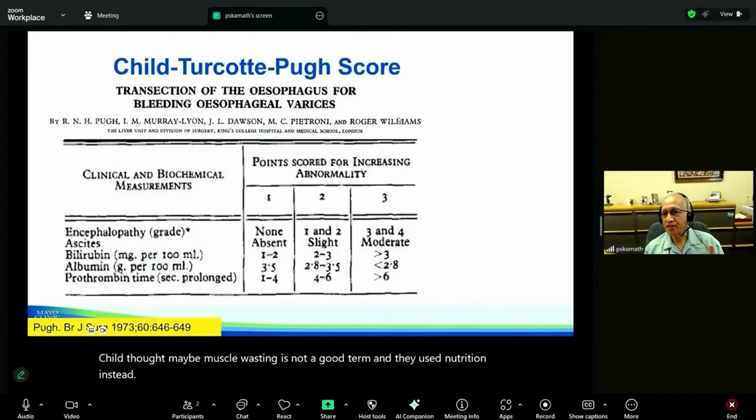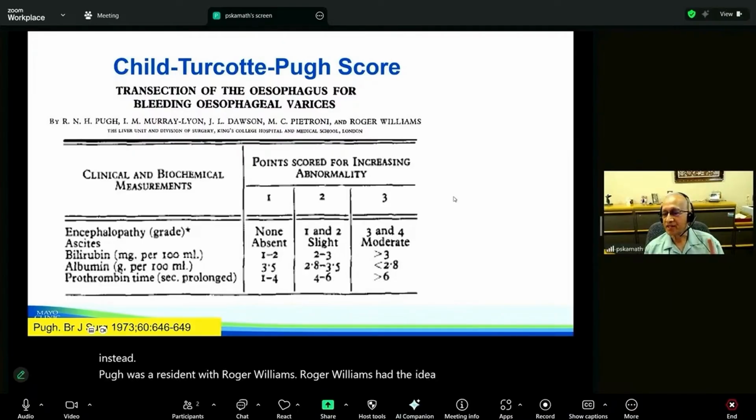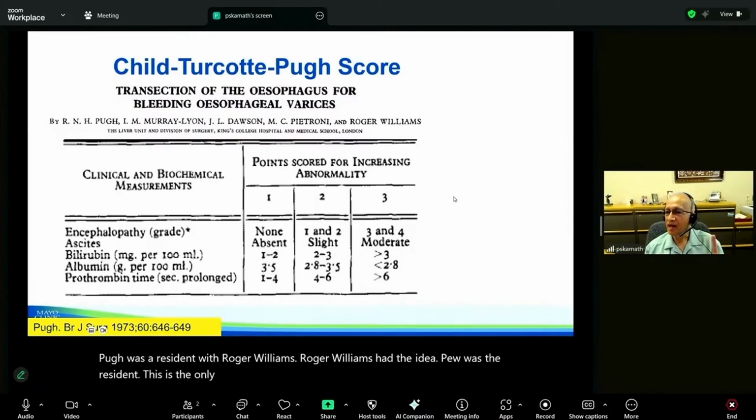Pugh was a resident with Roger Williams. Roger Williams had the idea. Pugh was the resident. This is the only paper he wrote. After this, he went to do private practice in Saudi Arabia and then in Africa.